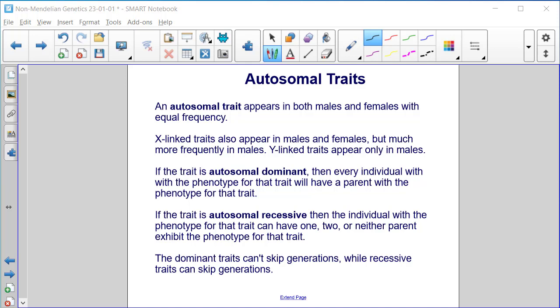If the trait is autosomal dominant, then every individual with the phenotype for that trait will have a parent with the phenotype for that trait. If the trait is autosomal recessive, then the individual with the phenotype for that trait can have one, two, or neither parent exhibit the phenotype for that trait. The dominant traits can't skip generations, while recessive traits can skip generations.